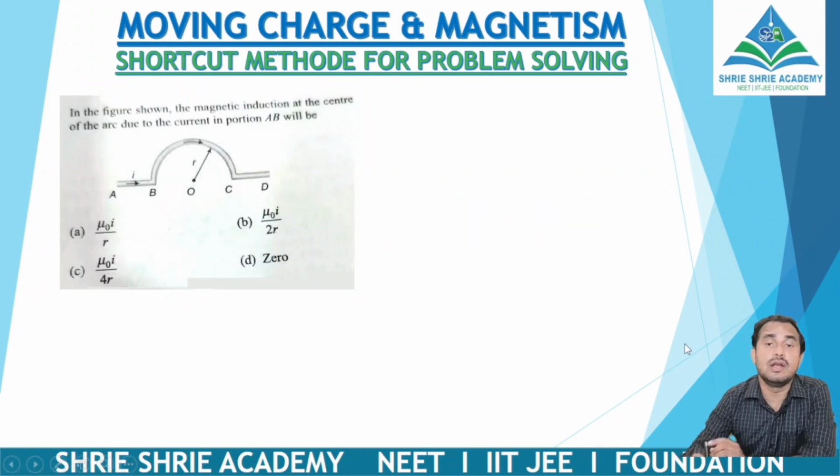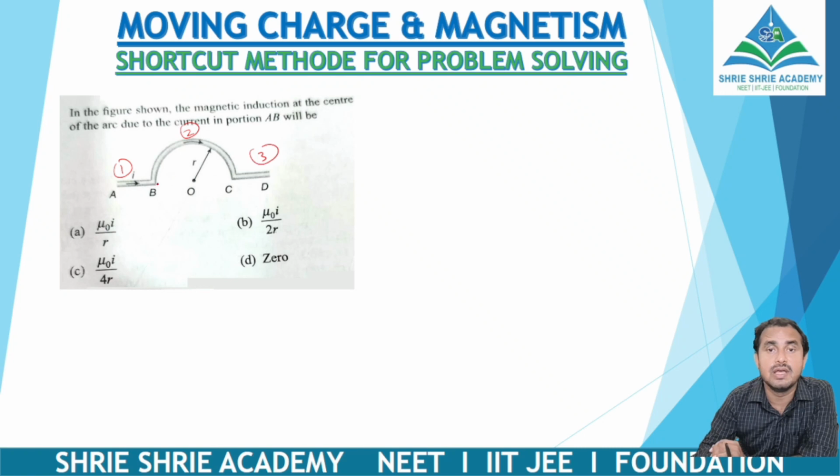Now in this figure, let's find the magnetic induction at the center of the arc. This question will be confusing, because you would start by finding the three parts. This is the first part, this is the second part, and this is the third part. Due to the first part it is 0, because on the axis of the conductor the magnetic field is 0, this also is 0, and this is a semicircle, and you add all of them to get the answer.